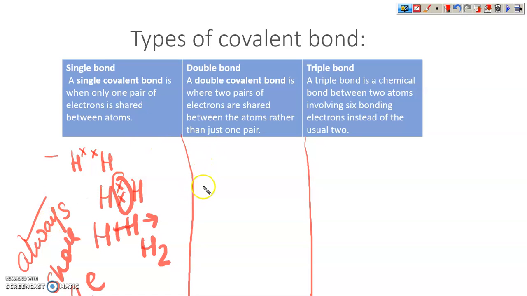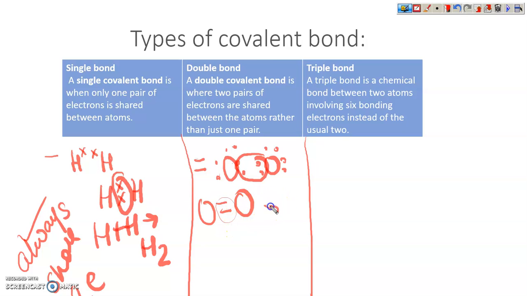Now for the double bond, we'll take the example of oxygen. It has six electrons in its outermost shell. Again here they will share. Here they were sharing one electron, here they are sharing two. That's why it's a double bond. This is the symbol for the double bond. We'll put the double bond and it will make O2. Here they always share four electrons.